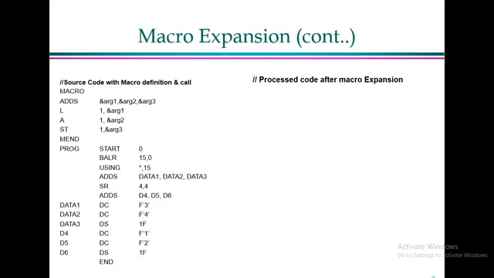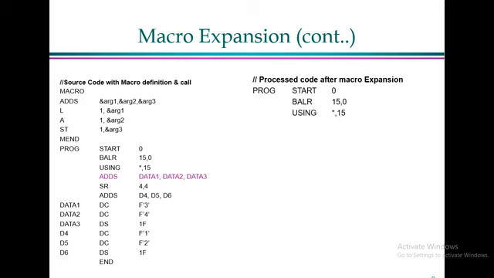Now see, this is one more example of macro expansion. On the left hand side, ADDS is the name of the macro, then the definition of the macro, then END is here, then the start of a program. Now see the right hand side, the processed code after macro expansion. So here on the right hand side START, BALR, USING is there.